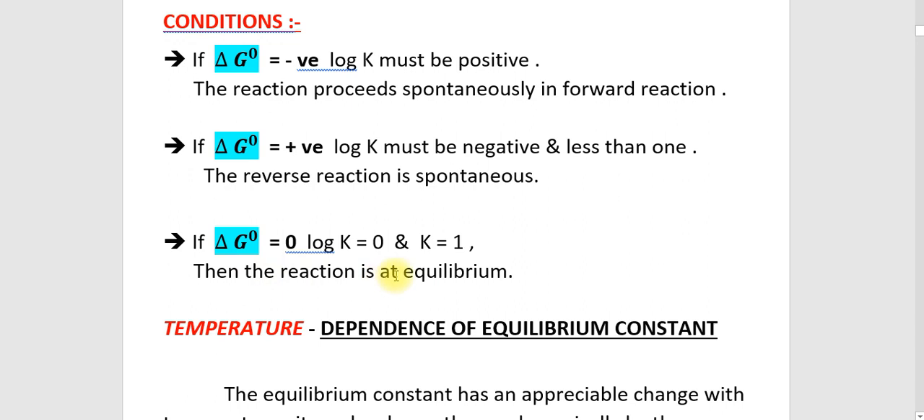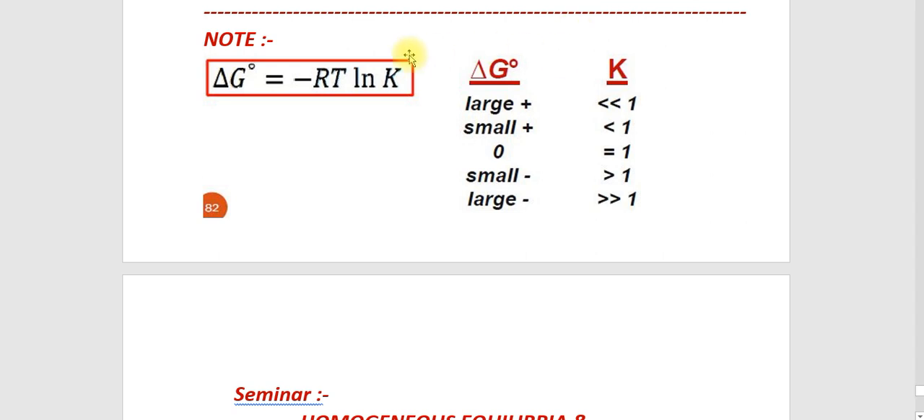Then the reaction is at equilibrium. This condition we applied earlier: at equilibrium, delta G0 is equal to 0. It is given here as a note. We know the equation delta G0 is equal to minus RT ln k. Here also we can find out what will be the value of k if different delta G0 is given.